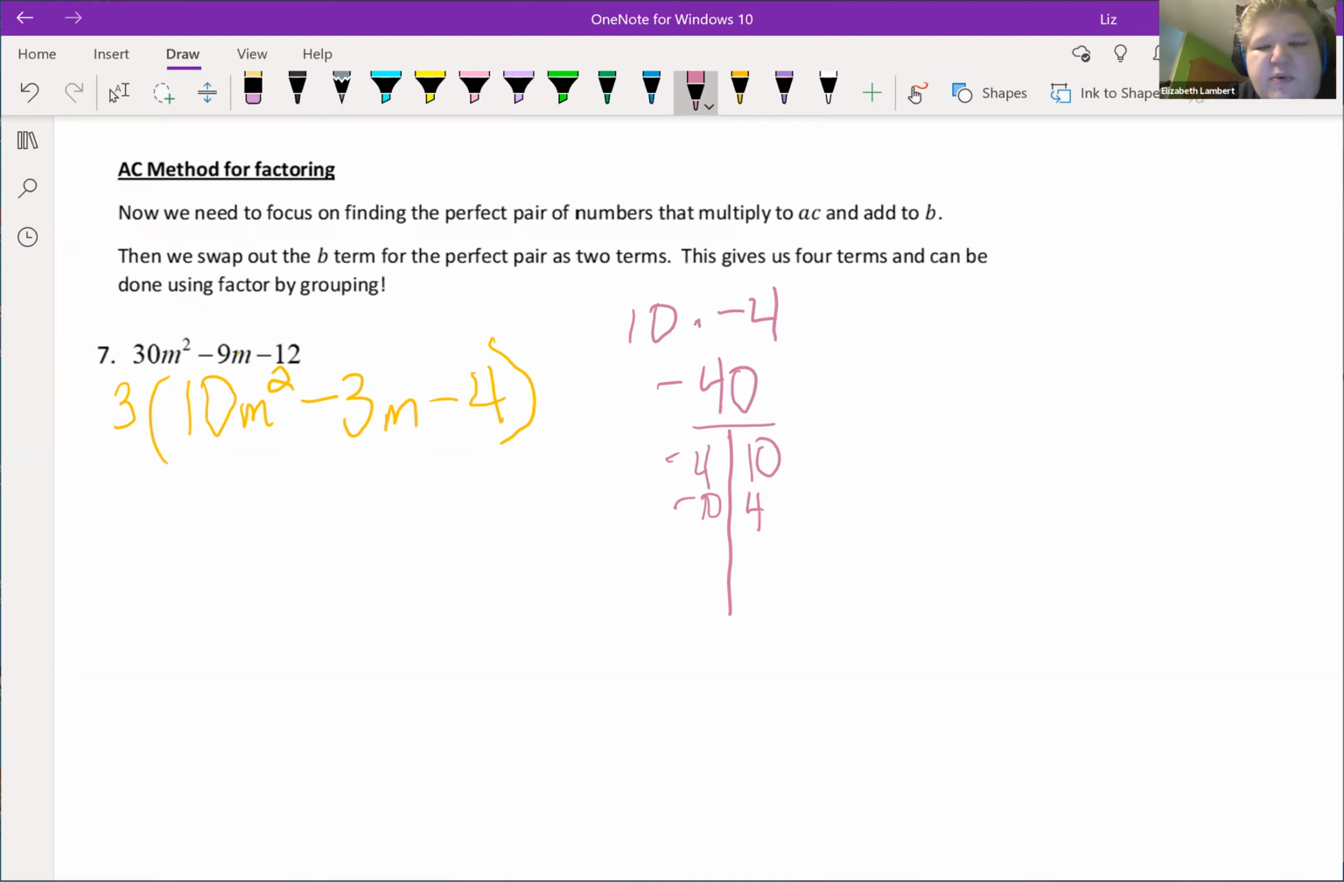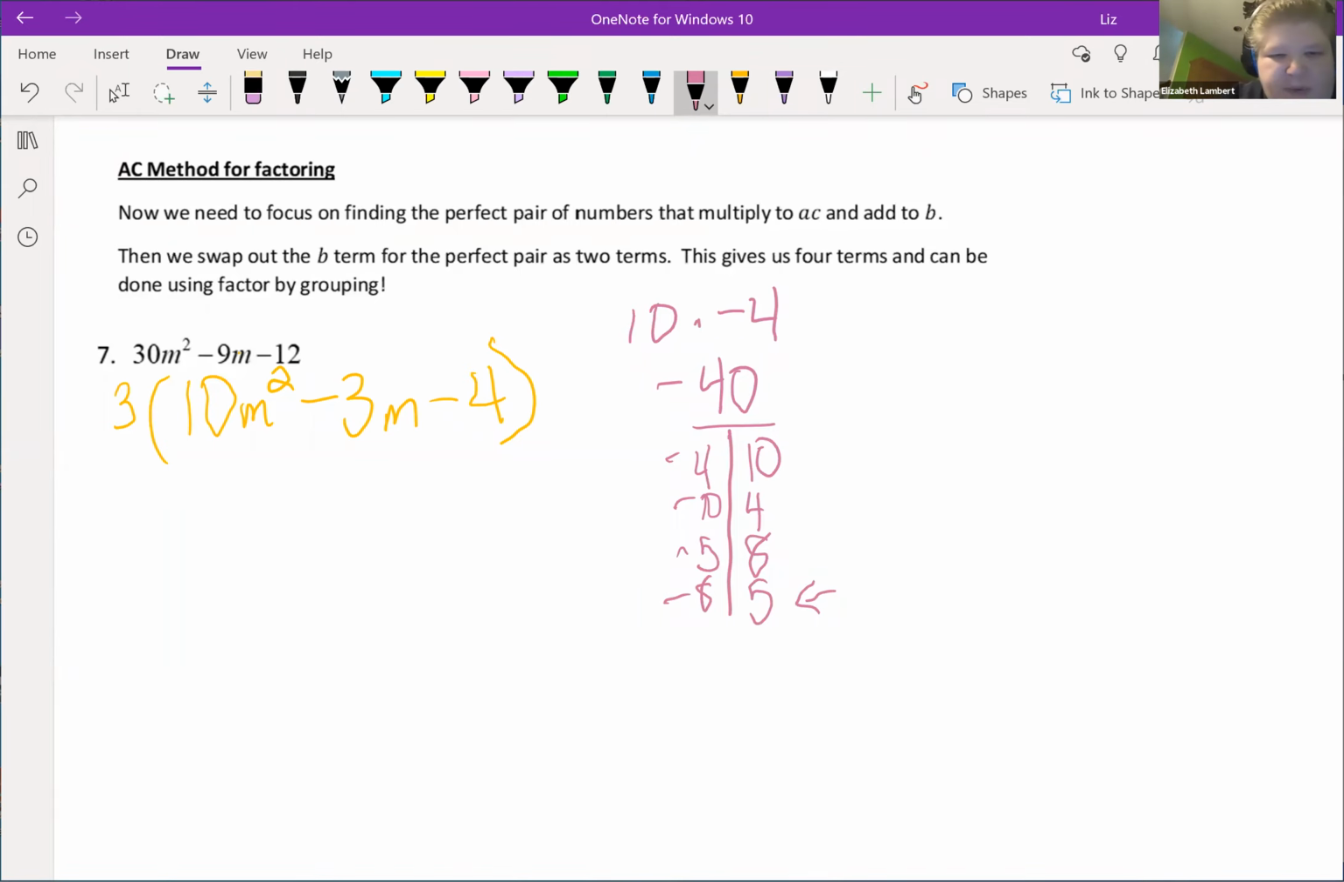So negative 4 and 10 would be positive 6. Negative 10 and 4 would be negative 6, still too far apart. So after 4 comes a 5. Negative 5 and 8, negative 8 and 5. And there we go. Those two add to negative 3, so there's our perfect pair.